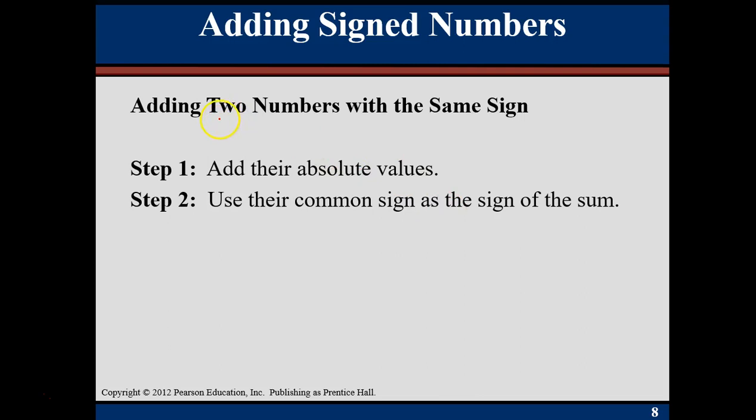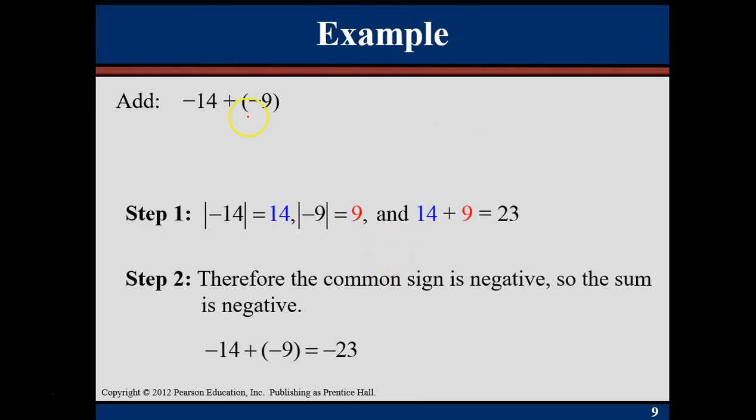If you're adding two numbers with the same sign, all you're really needing to do is add the absolute values and use their common sign. So a negative number plus a negative number, just add them like they were positive, but keep the negative sign. So a negative 14 plus a negative 9, notice these are parentheses, not absolute value bars, would be the same as adding the 14, the absolute value of a negative 14, and the 9, the absolute value of a negative 9, which is 23, but the signs are the same. They're both negative, so we're talking about a negative 23.